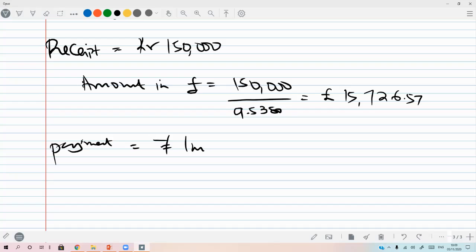Therefore, the amount in pounds is 1 million yen, and we divide by the first quotation, 3.65. How much therefore do you pay in sterling pounds? 4,000.